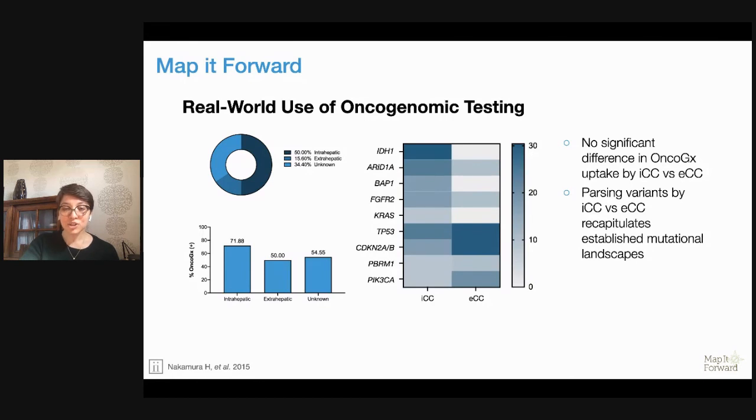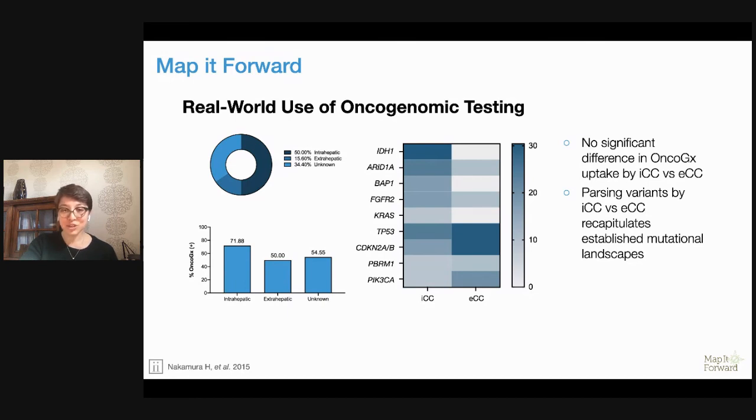This heat map here is showing those same genes where we saw most commonly mutated, but instead we're showing the frequency in intrahepatic cholangiocarcinoma and extrahepatic cholangiocarcinoma. In this case, the lighter colors represent a lower frequency and the darker blue represent a higher frequency. And what's interesting here is that we can see a subset of genes that have a darker color, meaning they were more commonly mutated in intrahepatic cholangiocarcinoma and less commonly mutated in extrahepatic cholangiocarcinoma.